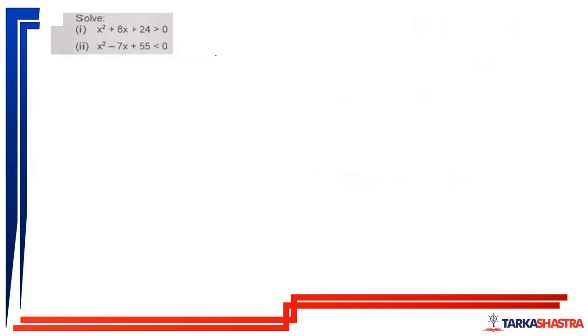Moving forward, let us try to solve this. x square plus 8x plus 24 greater than 0. Now, let us try to understand that we are not able to find out the roots by splitting the middle term. So, what do we do in such cases?